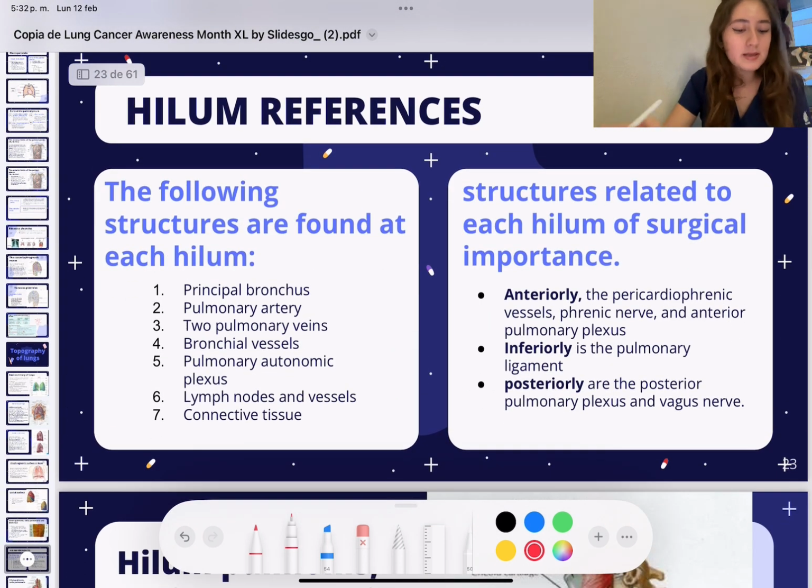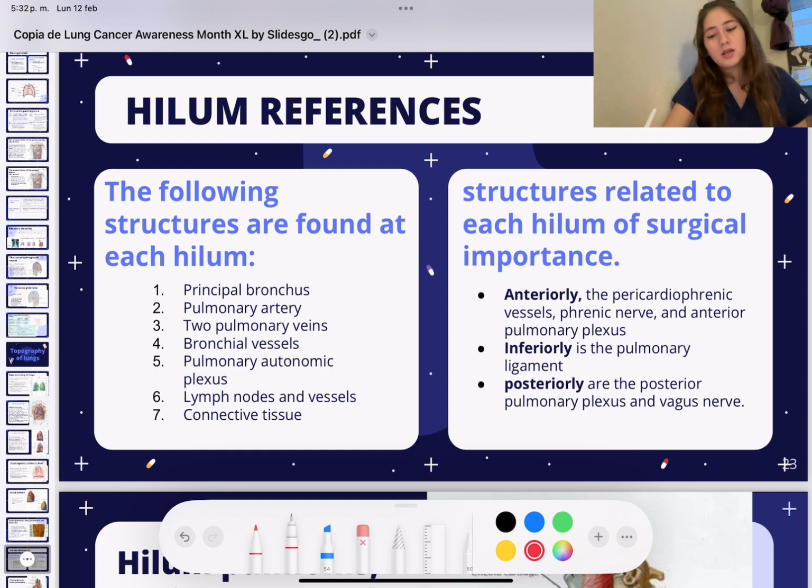Hilum references. The following structures are found in each hilum: principal bronchus, pulmonary artery, two pulmonary veins, bronchial vessels, pulmonary autonomic plexus, lymph nodes and vessels, and connective tissue. And we have some structures related to each hilum of surgical importance.